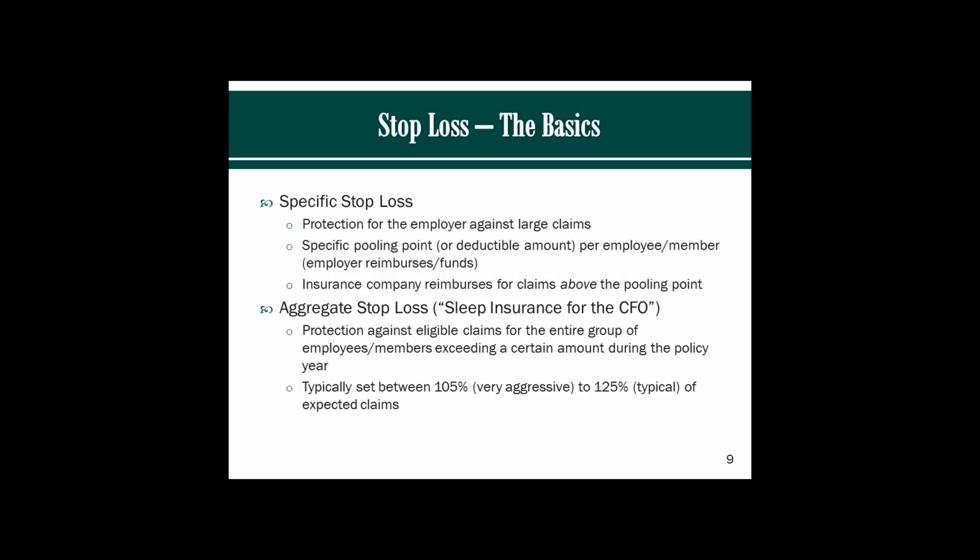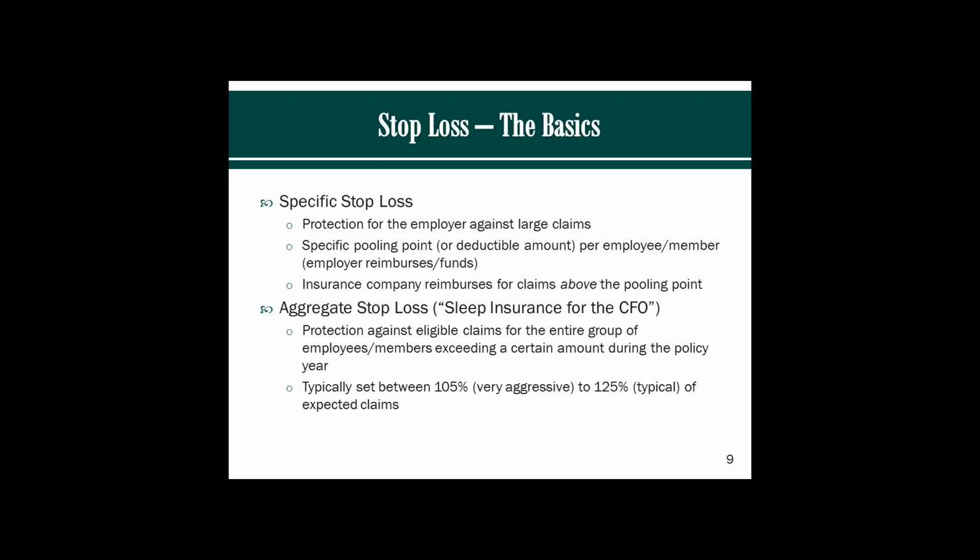So let's get into the parts of stop-loss. There's two basic parts that you have to understand. There's a specific deductible stop-loss, and there's aggregate stop-loss. As you can imagine, specific is what it says. It specifically limits you to covering those claims that are linked to an individual. And so as individuals hit big claims, then your specific stop-loss kicks in. Your insurance company would reimburse above that specific deductible. And oftentimes you'll also hear this called a pooling point.